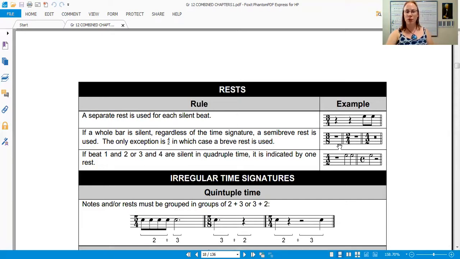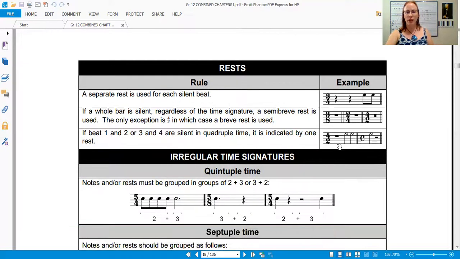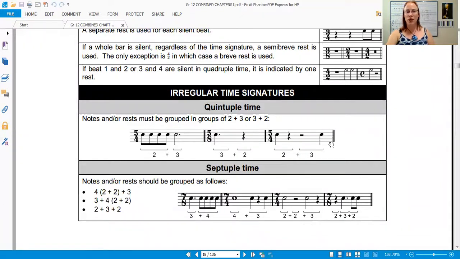And then I would like to quickly end off by looking at irregular time signatures. That's our quintuple time and then our septuple time. Those are simple time signatures, okay? Because we can't divide the top number by 3. With all your compound time signatures, you can divide the top number by 3 and the bottom one by 2. And this is why these time signatures fall in simple time.